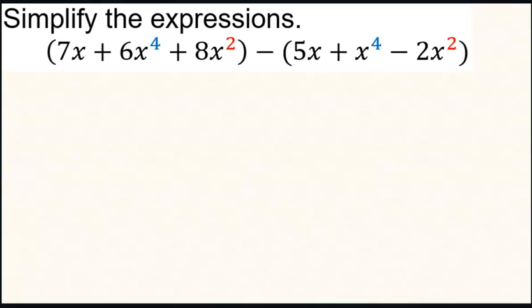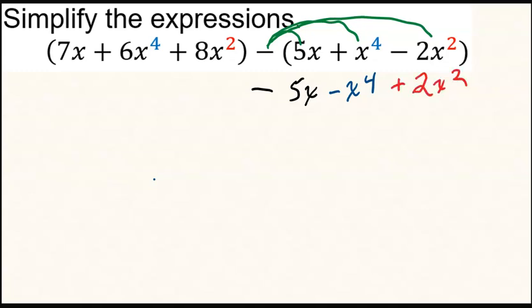What I want to do is essentially distribute this negative. What that looks like is multiplying these by negative 1, or in simpler terms, changing the signs. So this positive 5x becomes a negative 5x. That positive x to the fourth became a negative x to the fourth.